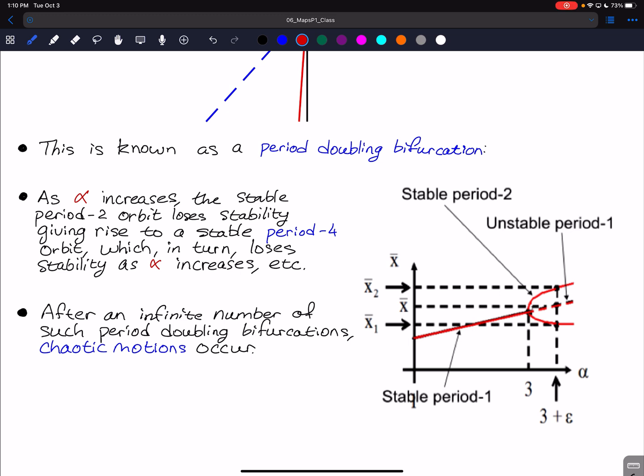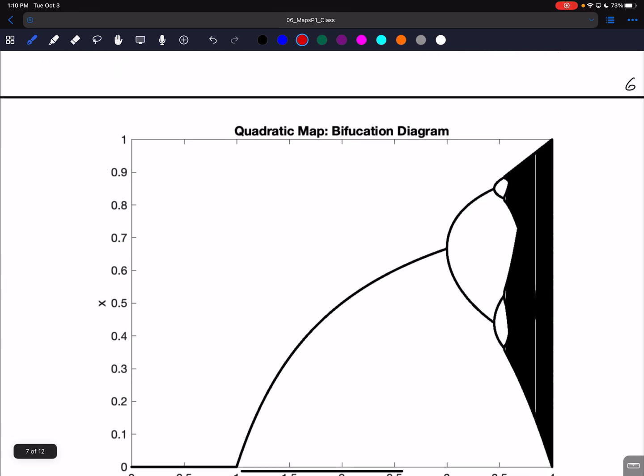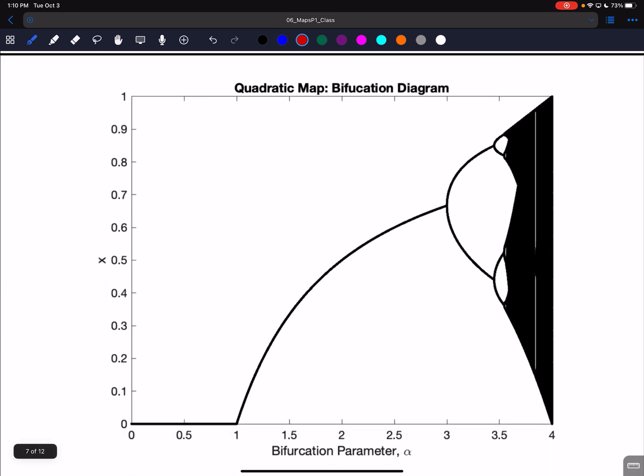And then as you increase alpha, eventually the period 2 orbit loses stability, and it gives rise to a stable period 4 orbit, which then, as alpha increases, will eventually lose its stability and give rise to period 8, and then a period 16, and this goes all the way until infinity, and then chaos actually starts to emerge out of that as well. All right, so if we go to the next page, what you'll see is the bifurcation diagram for this system, for this map.